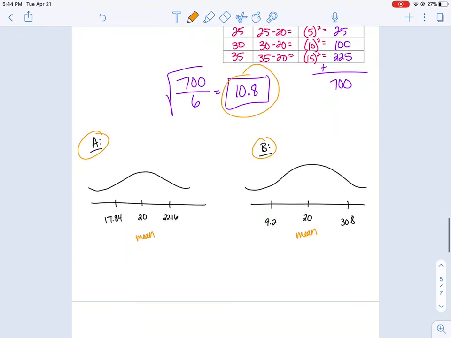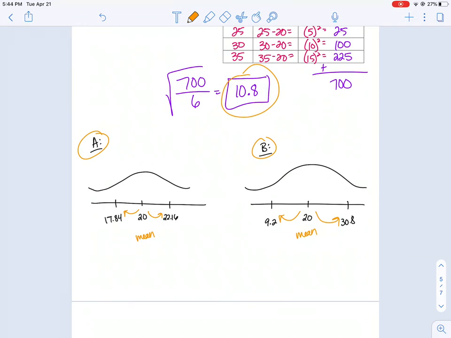If I'm 1 standard deviation below the mean in sample A, I would take 20 and subtract 2.16. If I'm 1 standard deviation above the mean, then I would add 2.16 to the mean and I'd be at 22.16. If I do the same thing for sample B, remember the standard deviation was 10.8. So if I'm 1 standard deviation below, I'm going to take 20 and subtract 10.8. Or if I'm 1 standard deviation above, I would add 10.8. And so you can see the range is very different.